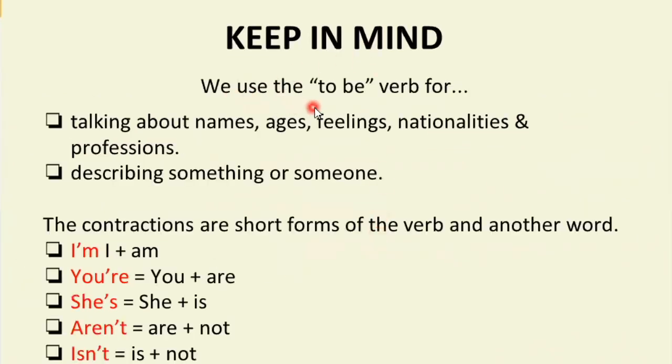Remember, we use the to-be verb for talking about names, ages, feelings, nationalities, and professions, and for describing something or someone. The contractions are short forms of the verb and another word. So here you have the list of them.